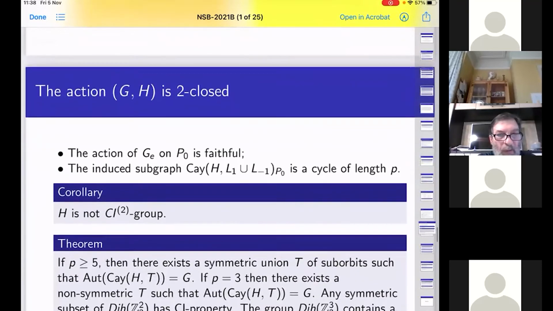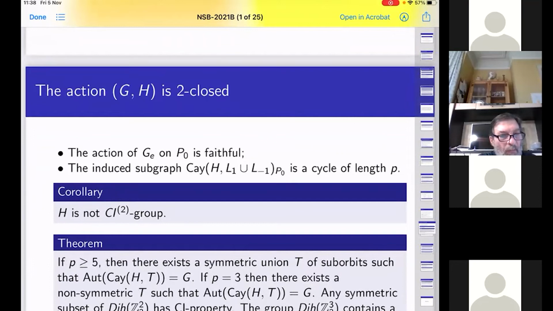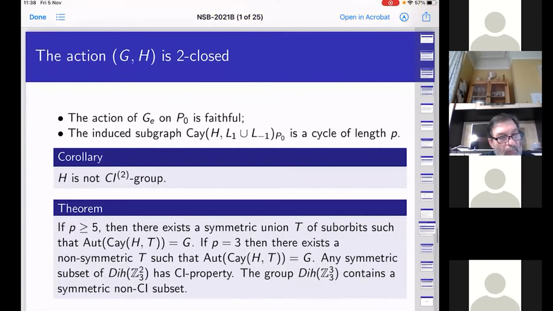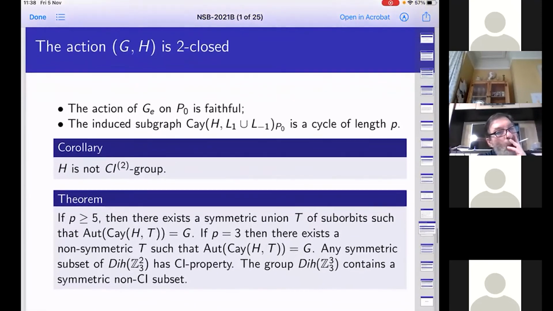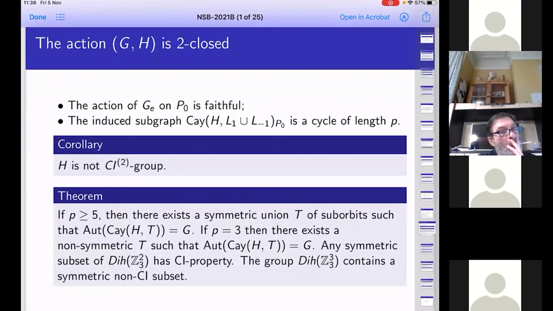Because this is a 2-closed group and it contains two regular subgroups which are not conjugate, I can tell that H does not have the CI property for colored Cayley digraphs. But now I want to build just one undirected graph which has the same automorphism group.